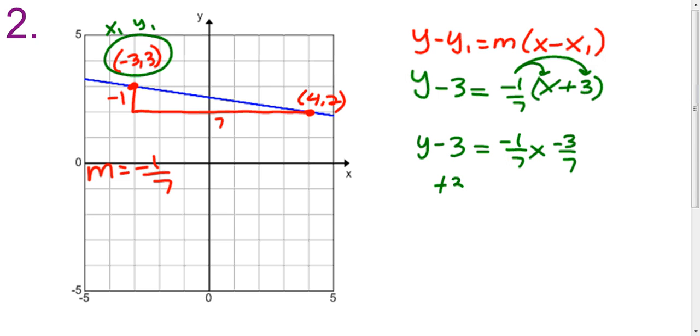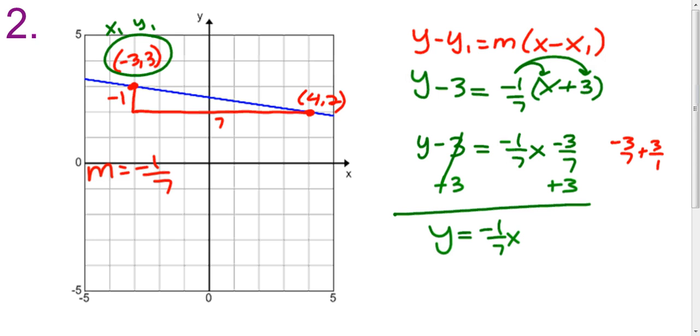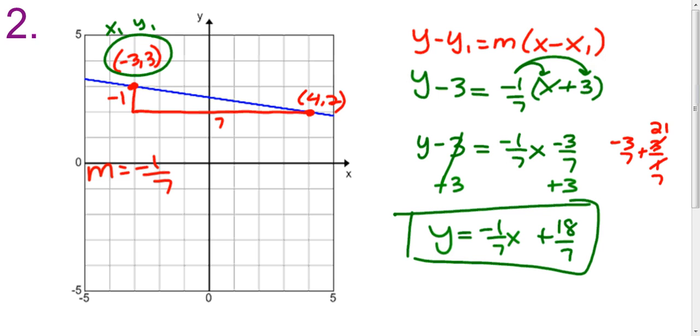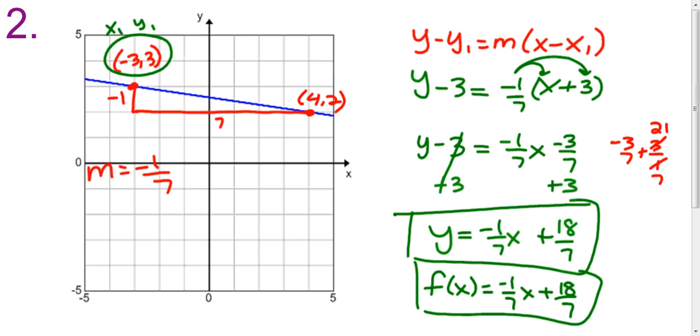And then we need to add this 3 over. You can do that on your calculator, or if you want to get common denominators, you can do that off to the side. -3/7 plus 3. This is 3 over 1, so I'm going to multiply this by 7 and make it 21 over 7. And -3 plus 21 gives me 18/7. So this would be 18/7 here. And again, you can write this in function notation as well, like this.